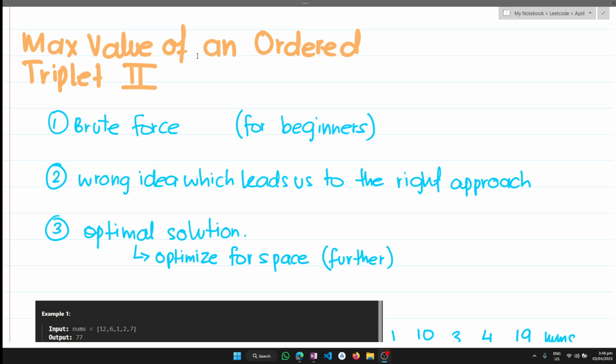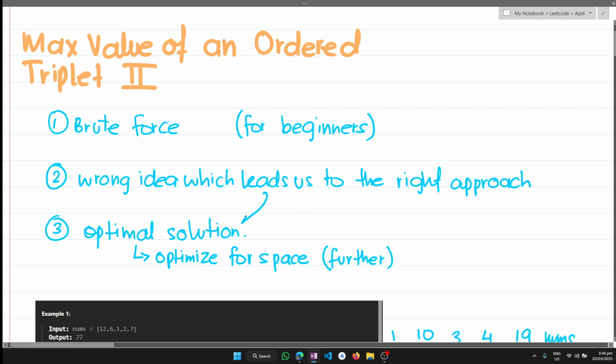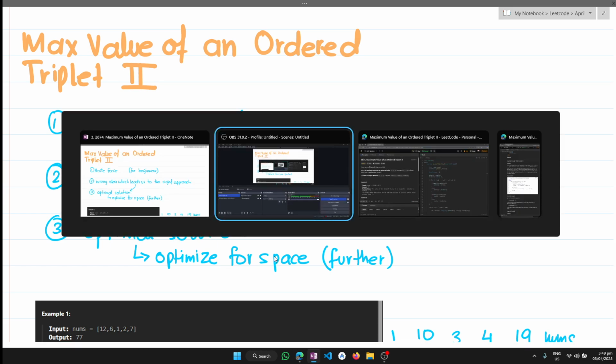Today we are doing Max Value of an Ordered Triplet 2, which also happens to be the problem of the day. So we'll have a look at three different approaches. The brute force, basically the simplest way to solve the problem, obviously targeted at complete beginners. Then we look at a wrong approach, which actually leads us to the right idea. And from this we are going to lead ourselves towards the optimal solution, and then we are going to further optimize this particular solution in terms of the space complexity.